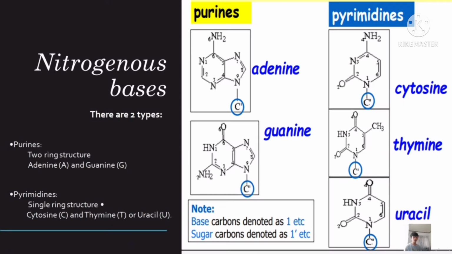One of the components of nucleotides is the nitrogenous base. We have two types, the purine and pyrimidine. Purine is a two-ring structure. We have adenine and guanine. Pyrimidine is a single-ring structure. We have cytosine, thymine, and uracil.